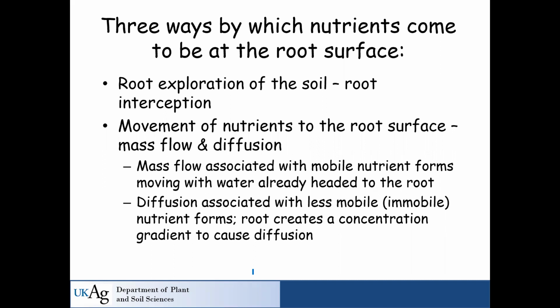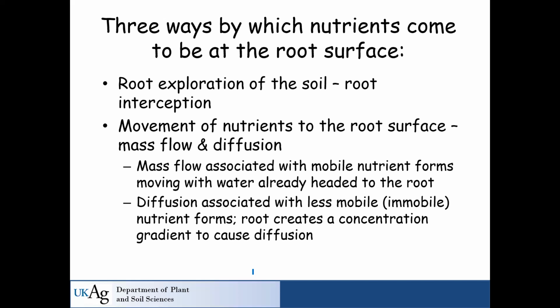There are enzymes that control the transformation of nitrate as it moves across the root inside the plant. Diffusion is a different animal. There are certain nutrients that are not very mobile, phosphate and potassium among them.